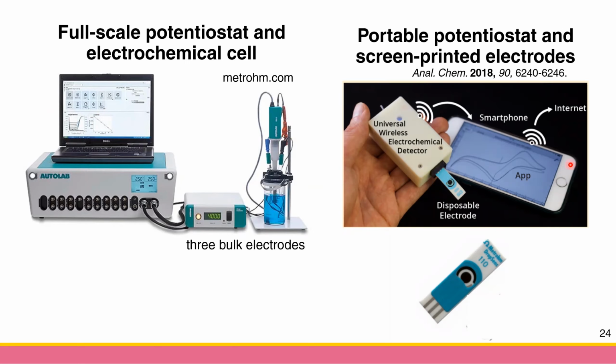You can just use a smartphone, and your potentiostat here is wireless, so you just need the internet to connect between your smartphone and your potentiostat. If we zoom in to the screen printed electrode here, you can see that it has three electrical connections here, which connect with the three electrodes.